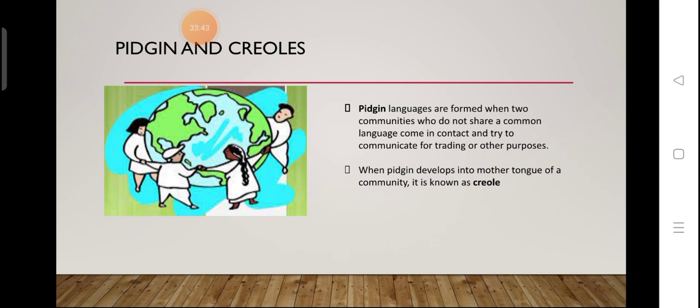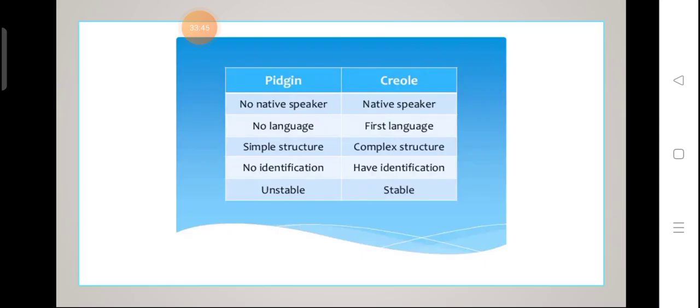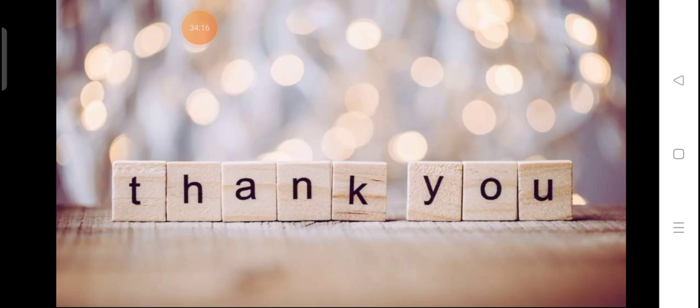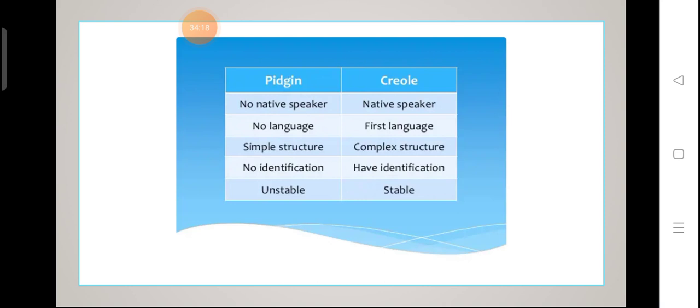Pidgin and Creole are very important, and you should also know the difference between Pidgin and Creole. Pidgin has no native speaker. It has no language or language system. It has no identification. It is totally unstable. Whereas Creole has native speakers. Creole becomes the first language of a group of people. It has the complex structure of a language. It has its own identification, and it is a stable language. So remember, don't forget the difference between Pidgin and Creole.